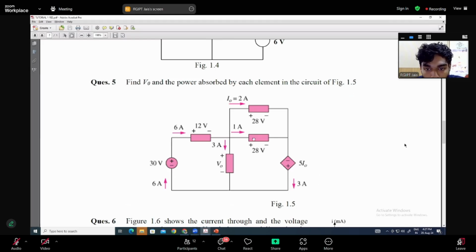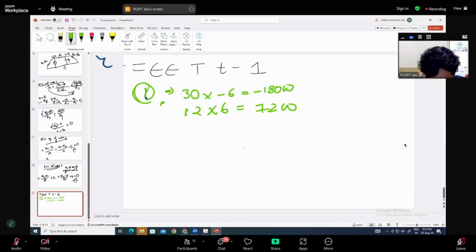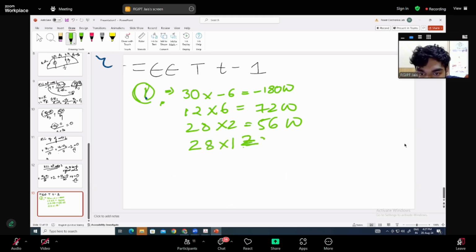And we'll be going to 28. Now going to 28 volt. It's like 28 into 2 is equals to 56 watt. And we also have another 28. So 28 into 1 is equals to 28 watt.